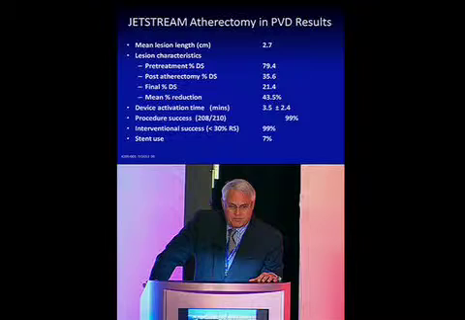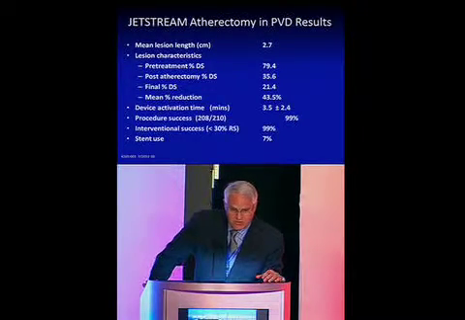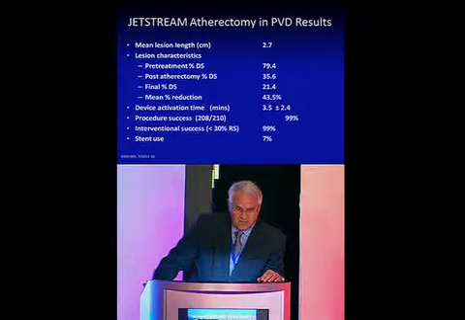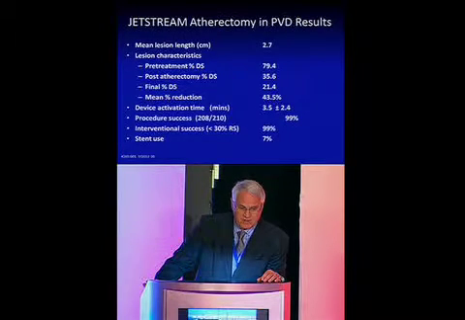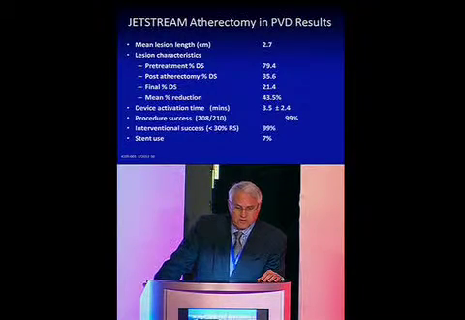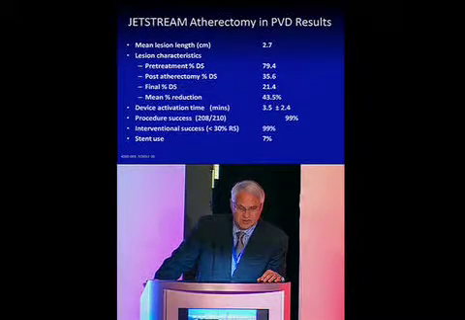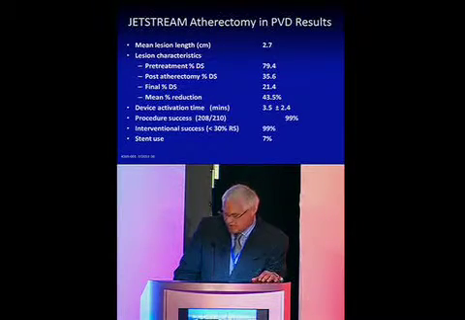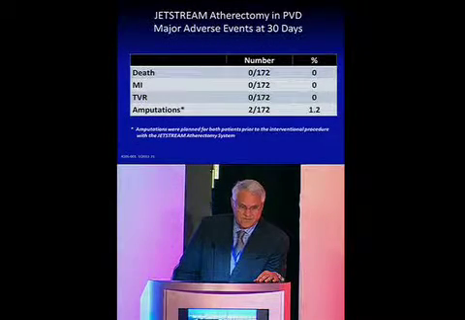The pretreatment percent stenosis was 79%, following atherectomy, 35%, and then following adjunctive balloon angioplasty, 21%, with a mean percent reduction of 43%. Activation time of the device was about 3.5 minutes. Procedural success was near 100%, 99%. Interventional success the same. Stent usage was discouraged by study design, and provisional stenting took place in 7% of patients.